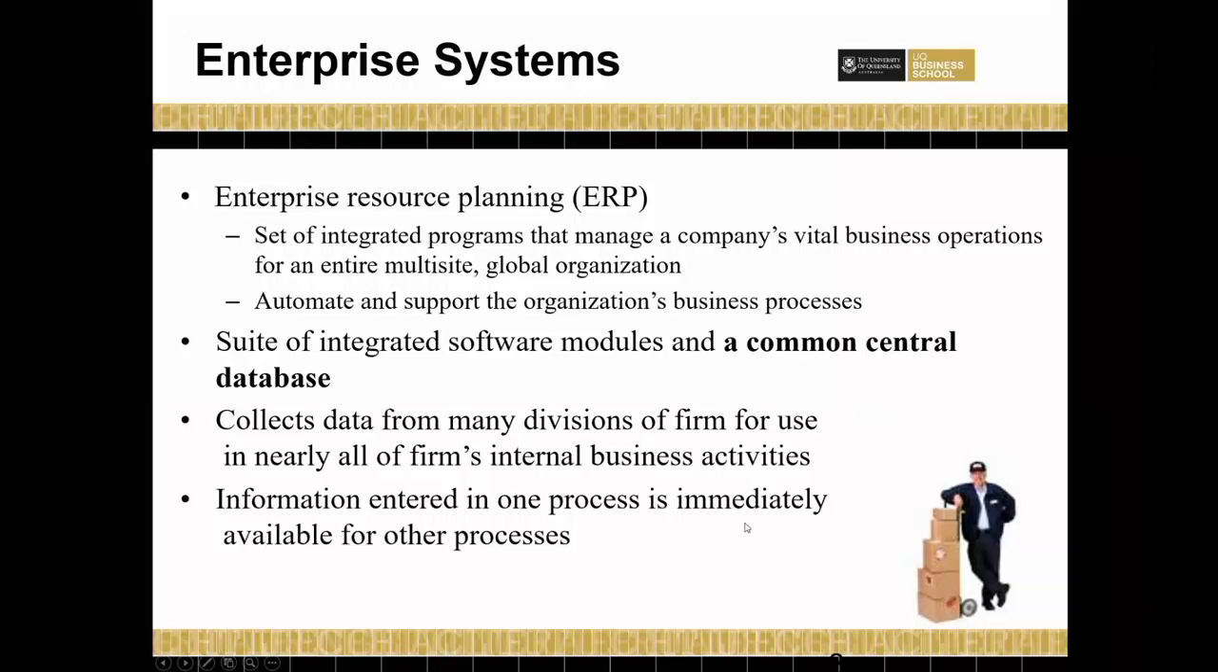So what is an ERP system? It is a set of integrated programs that manage a company's vital business operation for an entire multi-site global organization. So the emphasis here is that the business processes of an organization are automated. And the basic important aspect is the common central database.